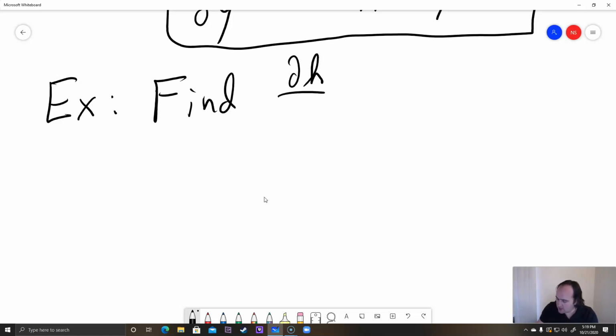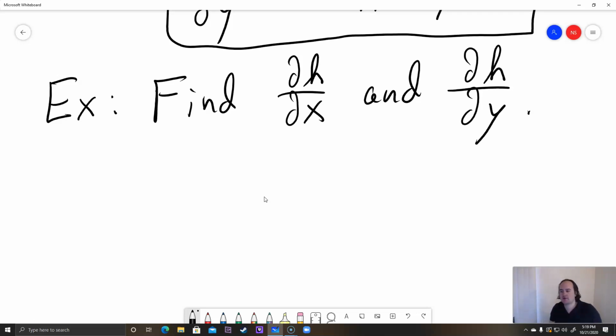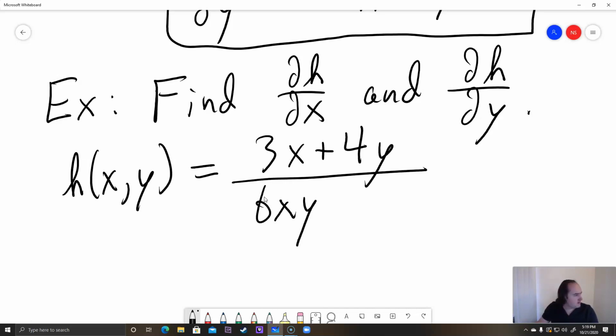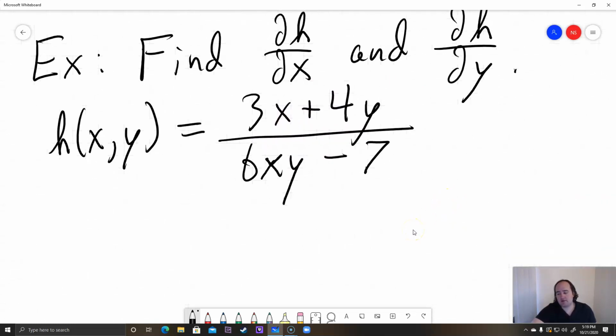find partial h, partial x, and partial h, partial y. And for this one, our function is h of x comma y equals (3x plus 4y) all over (6xy minus 7). So this one's harder because it's actually a quotient. Quotient means you're dividing, and so probably the easiest way to do this is the quotient rule. It's easy to forget the quotient rule though, so don't forget you have Google to remind you about that.